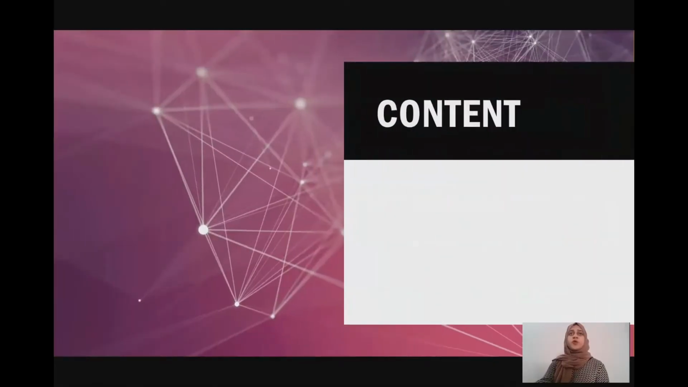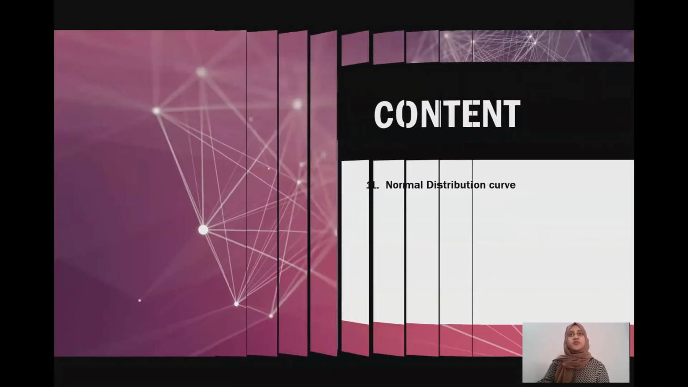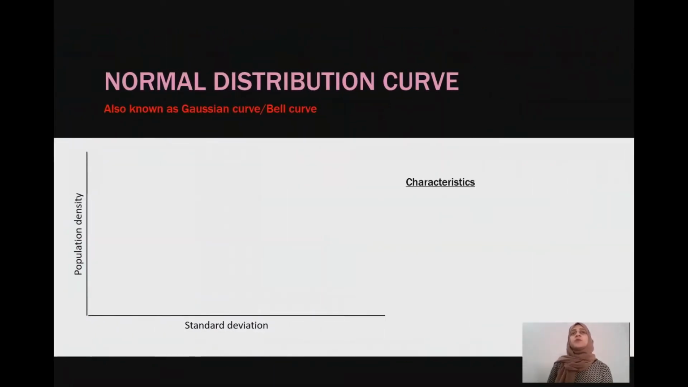So in this video, we will be talking about the normal distribution curve. The normal distribution curve is also known as the Gaussian curve and the bell curve. We will talk about its characteristics. Before that, have a look at this graph. Its x-axis denotes standard deviation and y-axis has population density on it. So it is a bell-shaped curve.